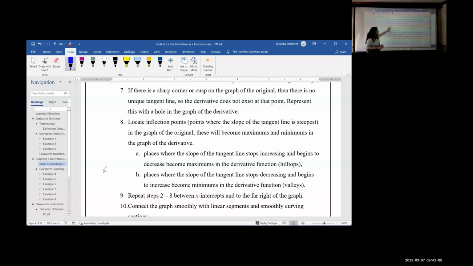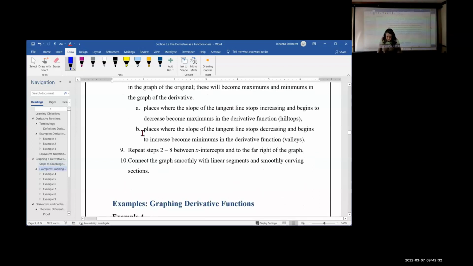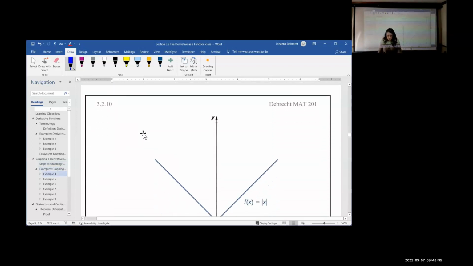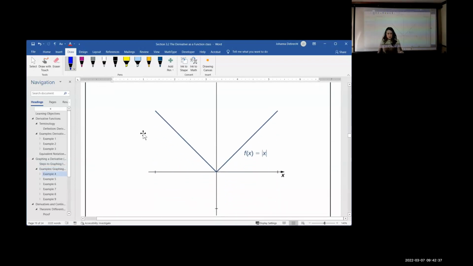We haven't talked about inflection points yet, but we'll talk about them in just a second. Inflection points are the places where the slope of the tangent line is the steepest. It's in between where it was getting steeper and then it becomes flatter again. These become the maximums and minimums of the graph of the derivative. All right. So let's try some examples like this one.